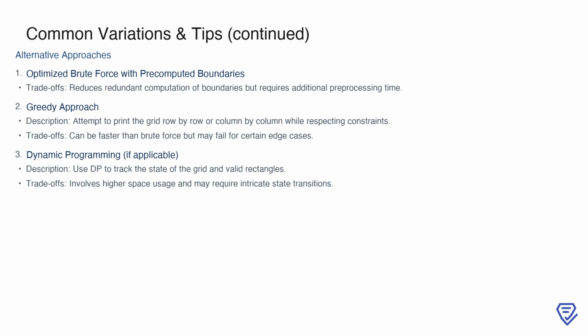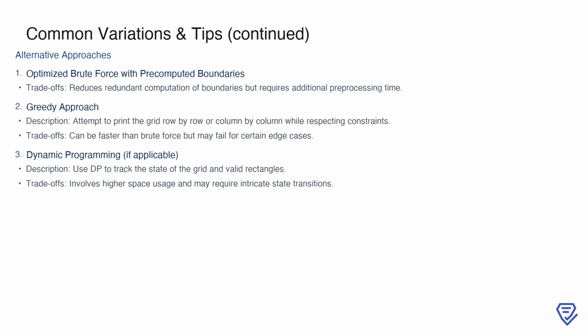Finally, let's explore some alternative approaches to solving this problem. One option is an optimized brute force method with pre-computed boundaries. Here, you reduce redundant boundary computations by pre-processing the grid, which speeds up later validation steps. However, this does come at the cost of additional pre-processing time. Another approach is a greedy method, where you attempt to print the grid row by row or column by column while respecting constraints. While this can be faster than brute force in some cases, it may fail for edge cases where the constraints are more complex.